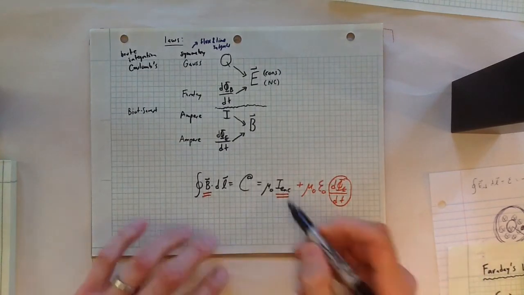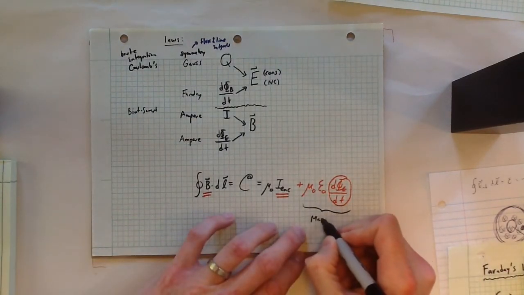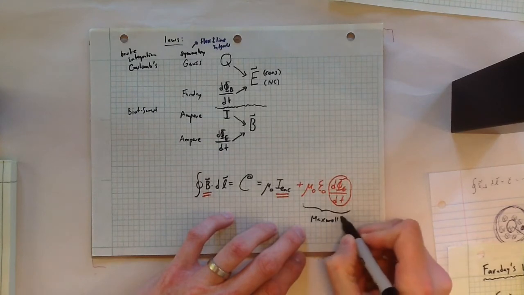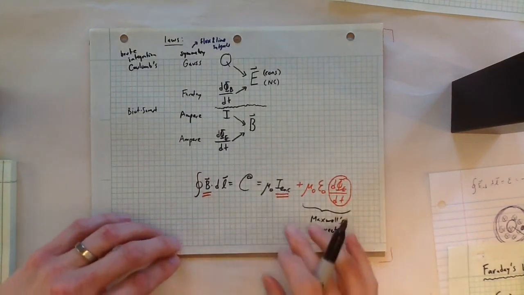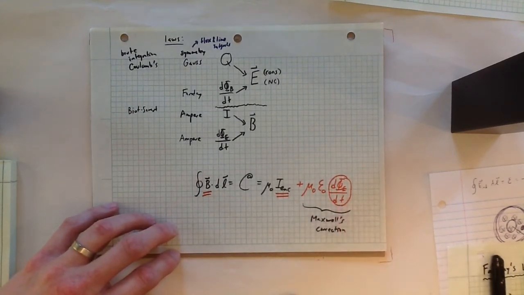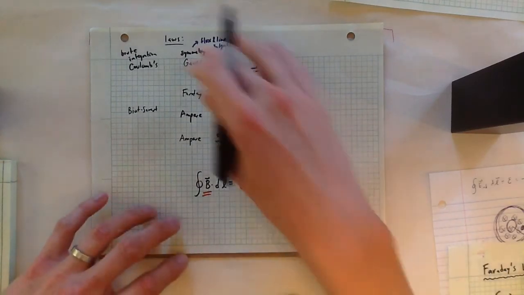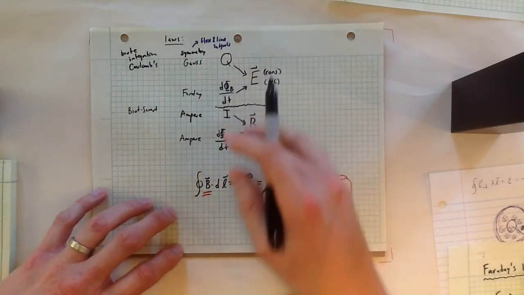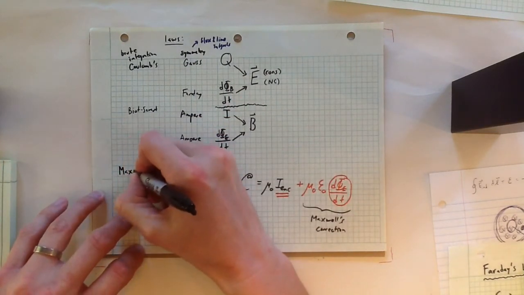So you can see a changing electric flux also makes a magnetic field. This right here, this was not part of Ampere's law originally. In fact, someone named Maxwell fixed this. And so Maxwell was the first person to realize that there was something missing from these laws. And in the process was the first person to actually fully describe electromagnetism. These laws are called Maxwell's equations.